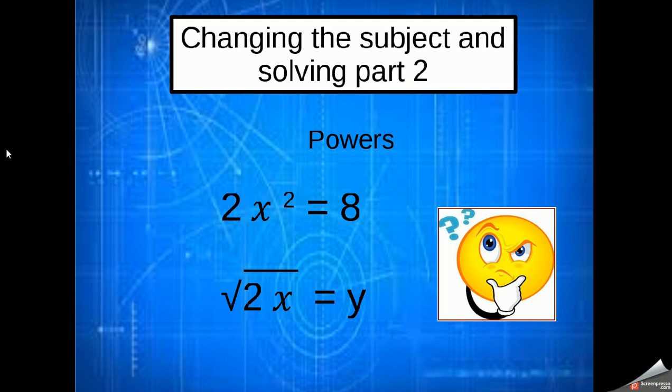Second part then of changing the subject and solving algebraic equations, we're going to look at two more things. The first of which is powers and how we deal with them. So in the first equation here, we are trying to solve it because there's only one variable, the x. And instead of just being x this time, or an x with a coefficient, we've got an x to the power of 2, an x squared. So not only are we going to have to get rid of the 2 from the left side because we want the x on its own, we're going to have to get rid of the to the power of 2.